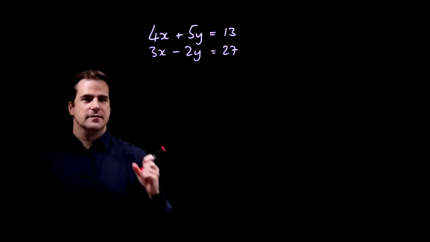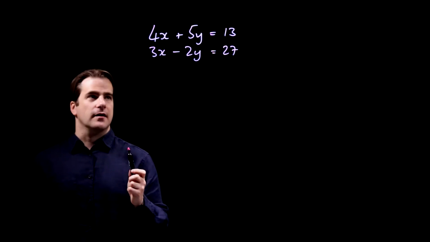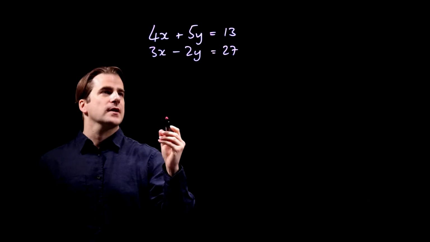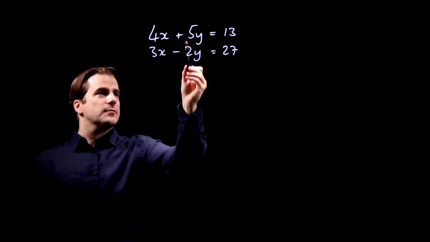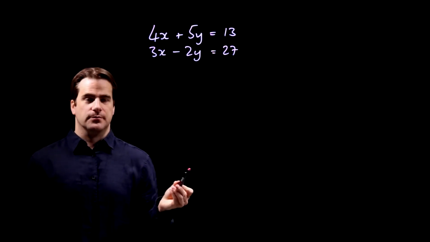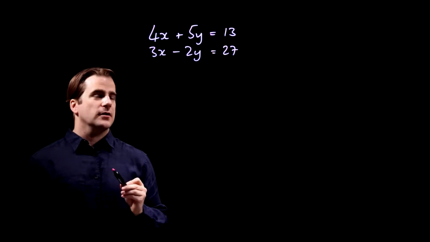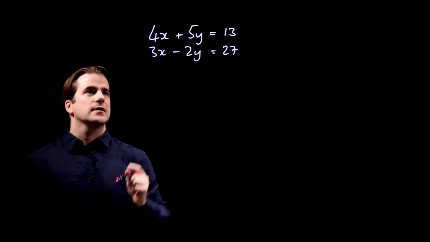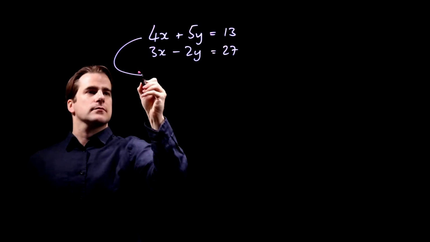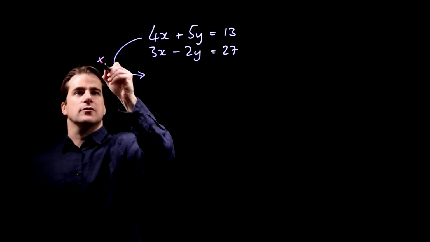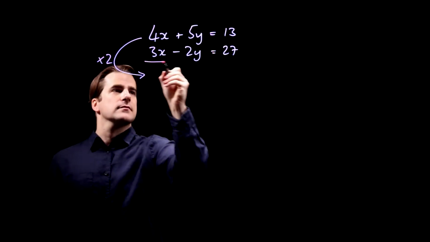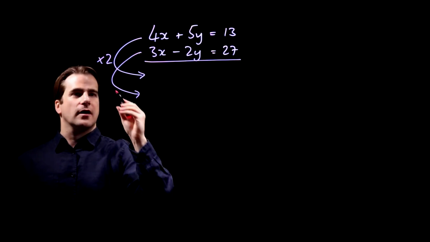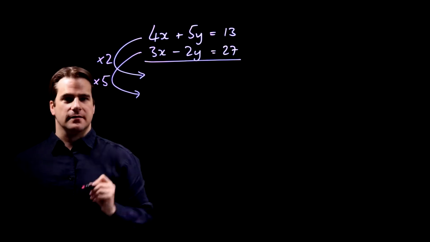Okay, the whole question again, still using the elimination method, only this time we're going to eliminate the y's and we'll still get the same answers. So, what number does both 5 and 2 go into? Well, the lowest common multiple is 10. So, 5 times 2 is 10, and 2 times 5 is 10.